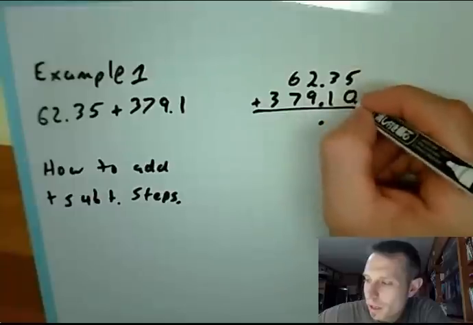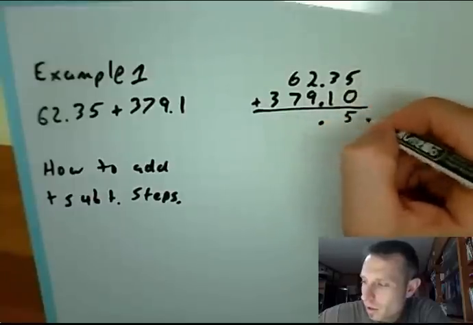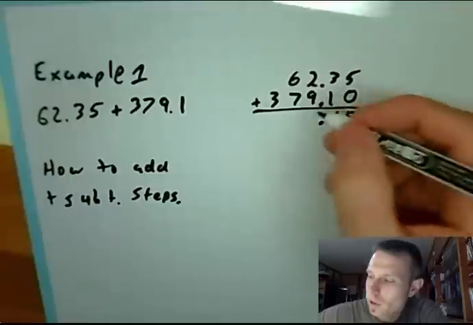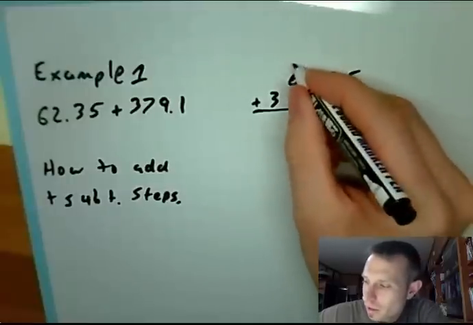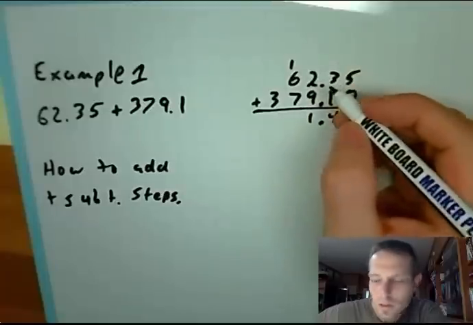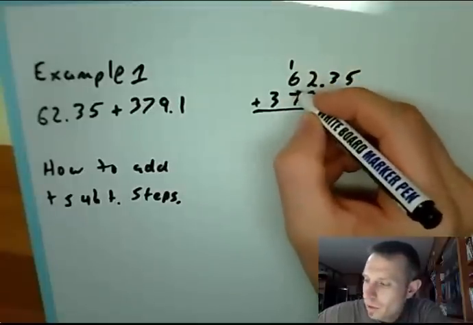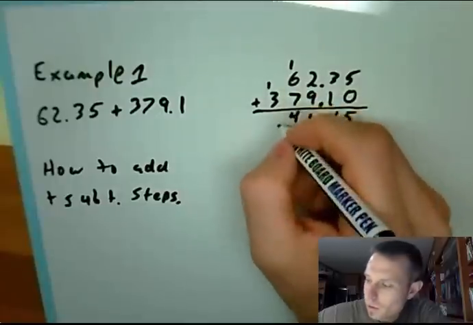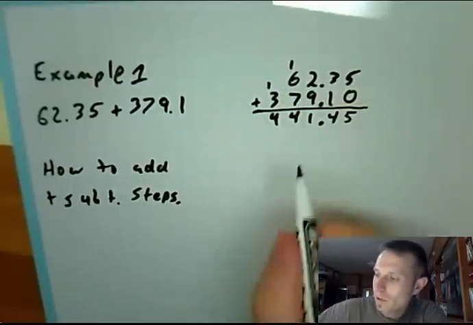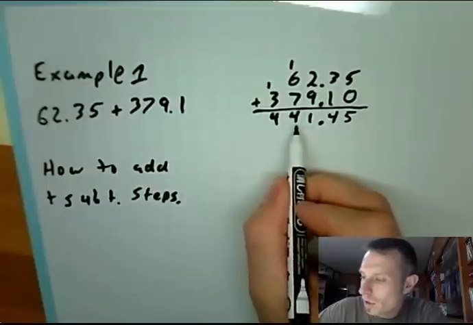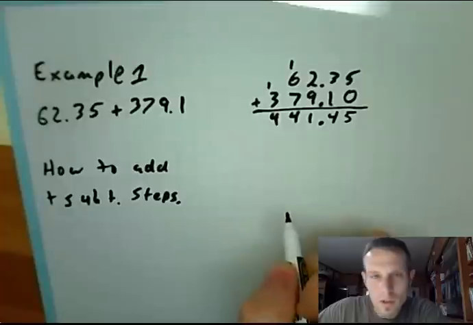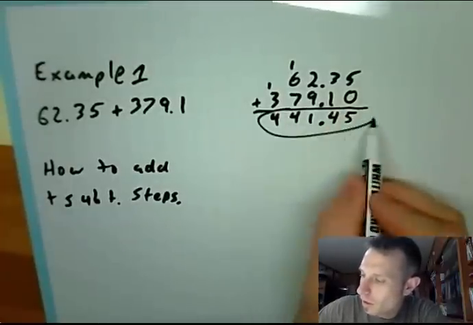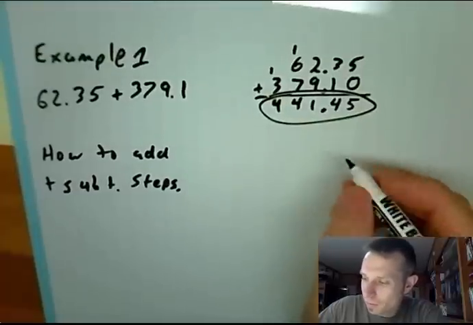So now we'll just simply add. 5 plus 0 is 5, 3 plus 1 is 4, 2 plus 9 is 11, so we'll carry that 1 here. 6 plus 1 is 7, plus 7 is 14, carry the 1. 3 plus 1 is 4. So our final answer is 441.45, or 45 hundredths. Okay, so that would be our answer for the first example.